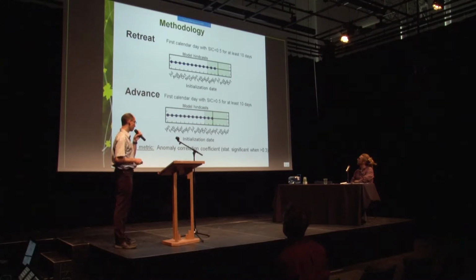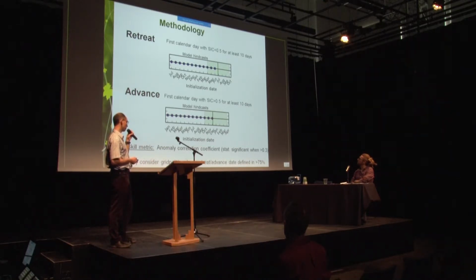The skill metric that we've used is the anomaly correlation, which is statistically significant when it exceeds 0.3 for our sample size of 32 years. And I'm going to say that our forecast is skillful when the anomaly correlation exceeds 0.3. And also, I'm only going to consider grid points where the retreat or the advance date has been defined in more than 75% of the historical data set.